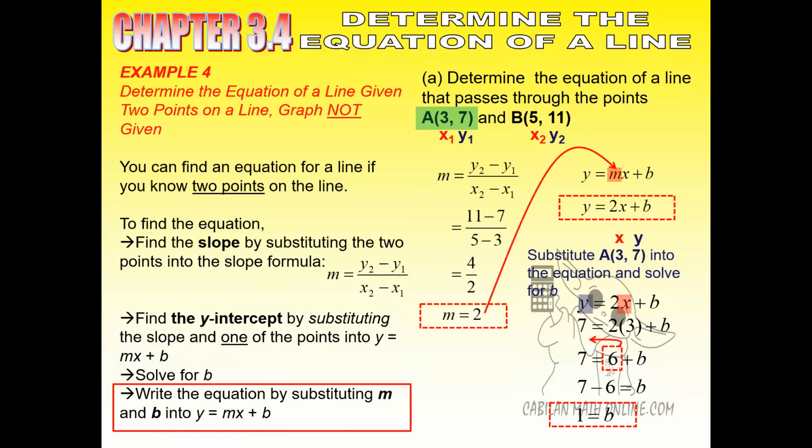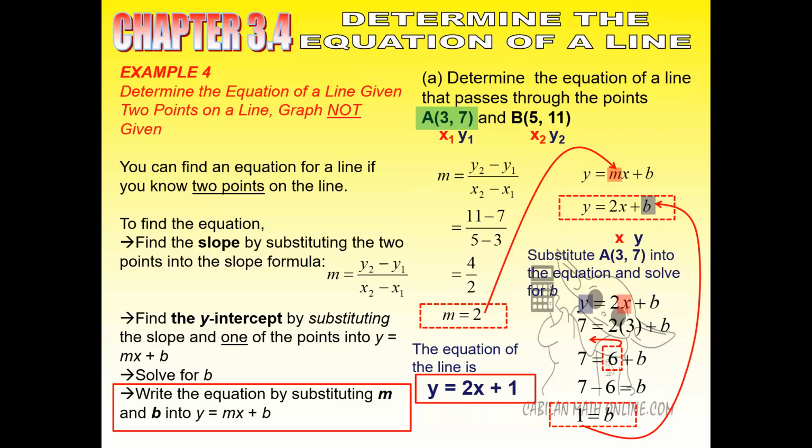So for the final step, this is write the equation by substituting m and b into y equals mx plus b. Since we already have the m from the first step, all we're really doing here is replacing the b here with a 1. So the equation of the line that goes through the points 3, 7, and 5, 11 is going to be y equals 2x plus 1. So you notice you can still come up with the equation of a line even though you don't have a graph to work with. And again, as long as you correctly use the formula in the first step as well as follow the steps, it's the exact same thing anytime you see any 2 points.